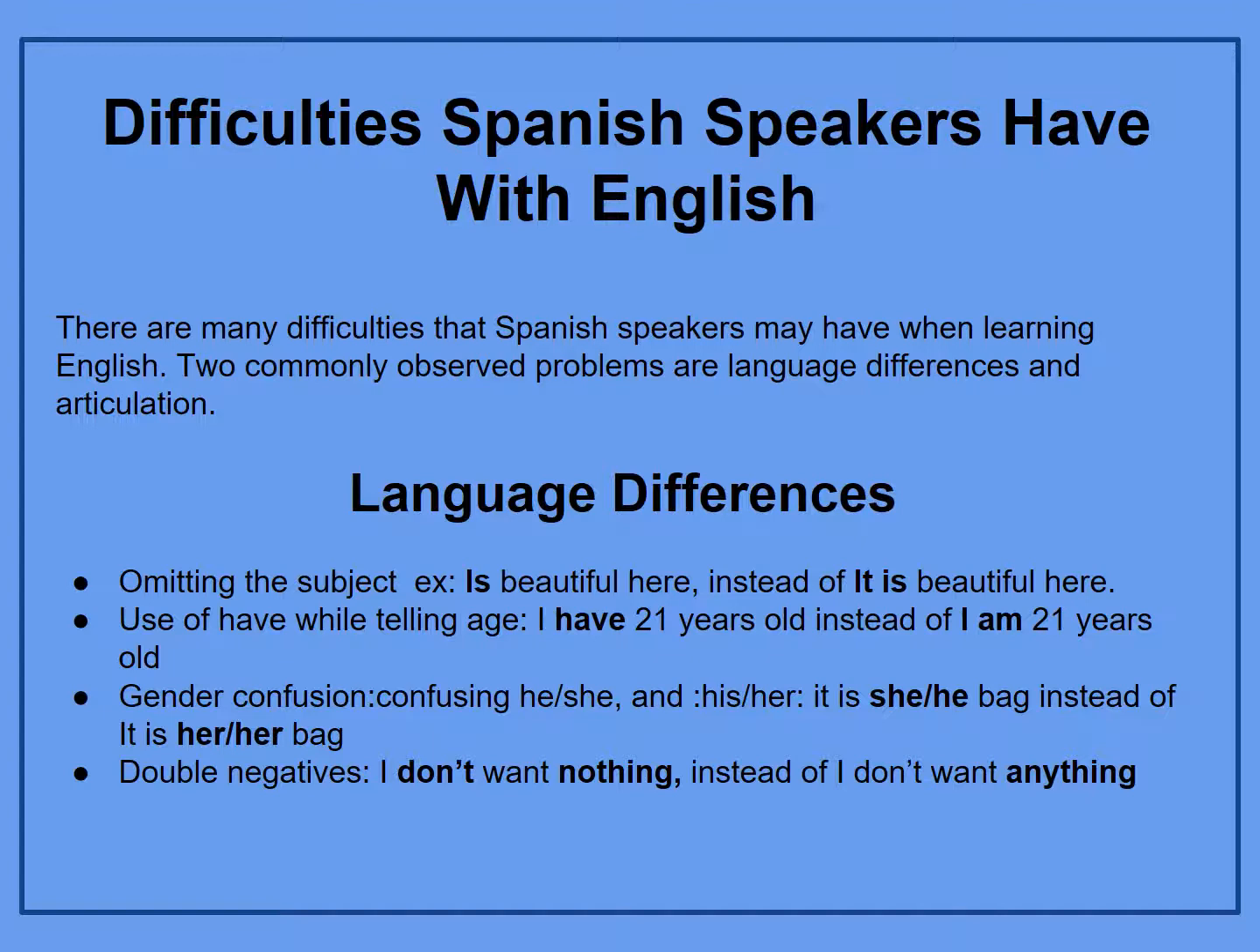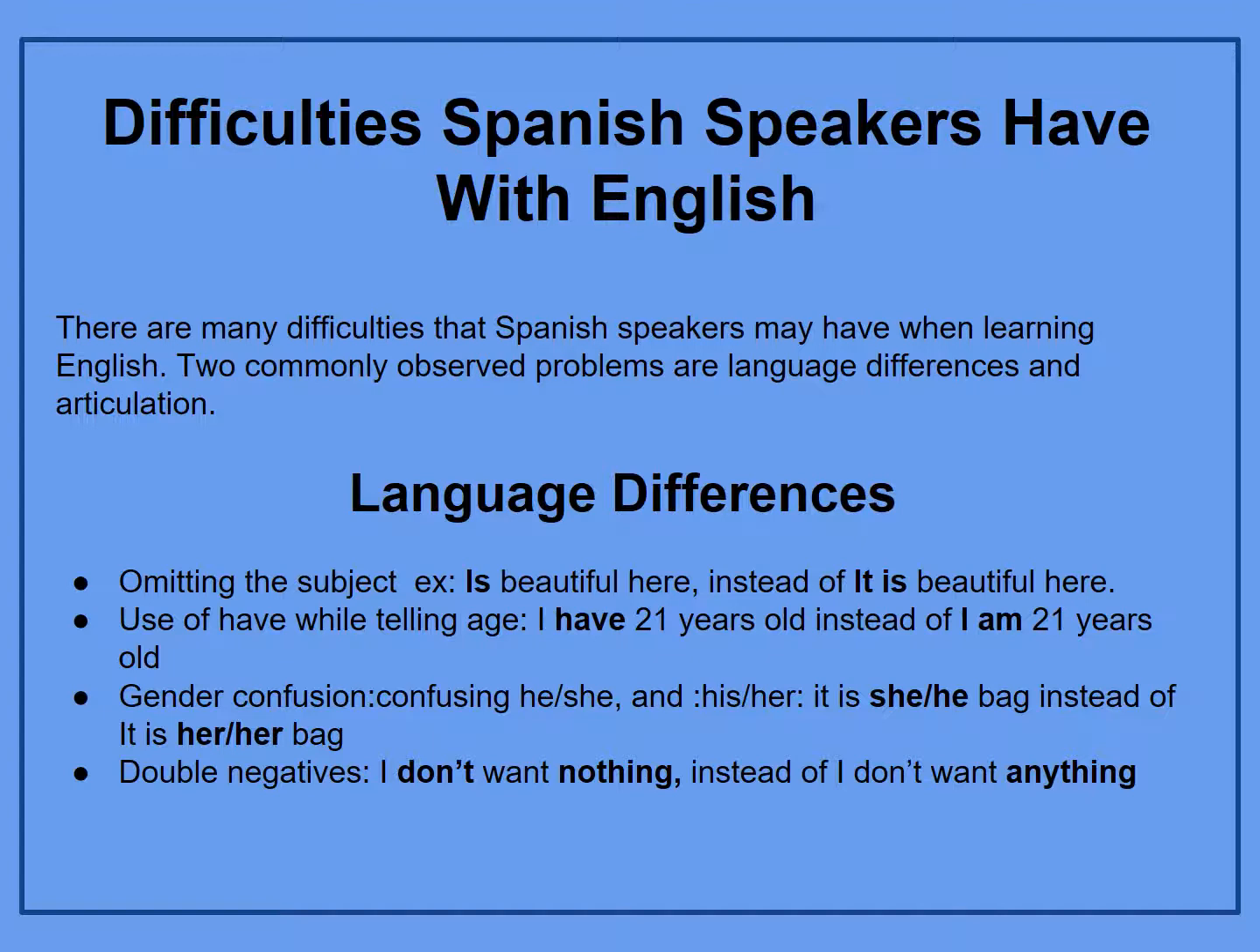Next, the use of have while telling age. In English, speakers think of age as being the years, where in Spanish, the speaker thinks of age as having years. An example would be, I have 21 years. In English, it would be, I am 21 years old.